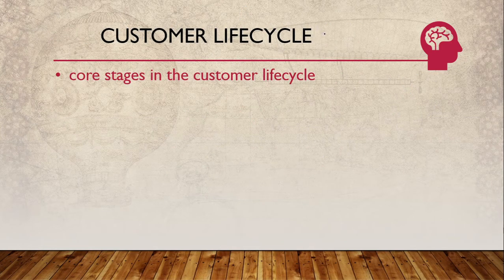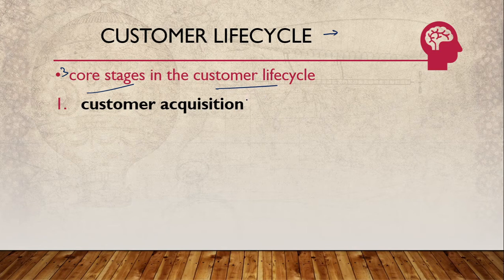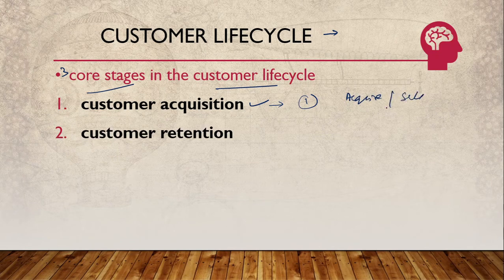If you see in the customer life cycle, there are three core stages. The first is customer acquisition. First, you need to acquire your customer, or you have to sell your product to the customer. That is the first step. The second one is, once you have sold your product, the next step is you need to retain that customer. It means the customer should like the product and stick to your product or your brand so that in future also he can purchase it. So the second step is the retention of the customer.